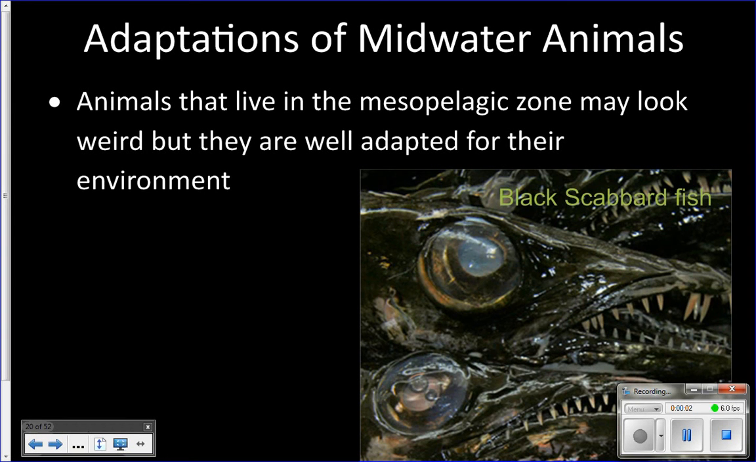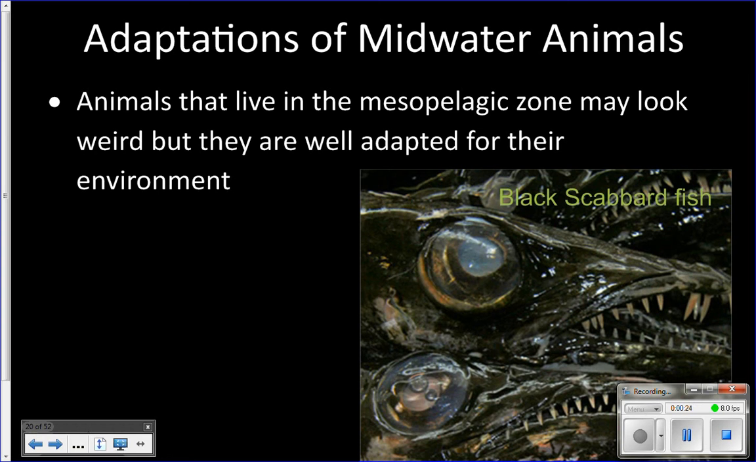So today we're actually going to look at the adaptations that things that live in this mesopelagic zone have that allow for them to survive down here where it's weird and strange to us. So we pull these animals up from the mesopelagic zone, like this black scabbard fish, which you can see right here. And we look at them and we think they look really weird.